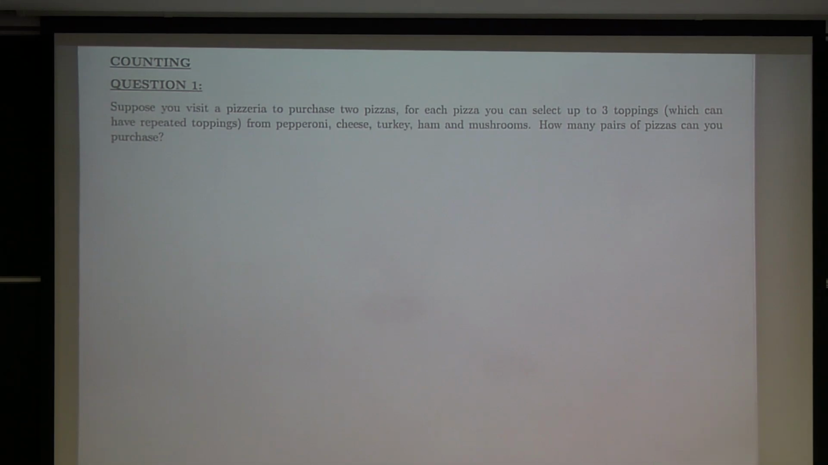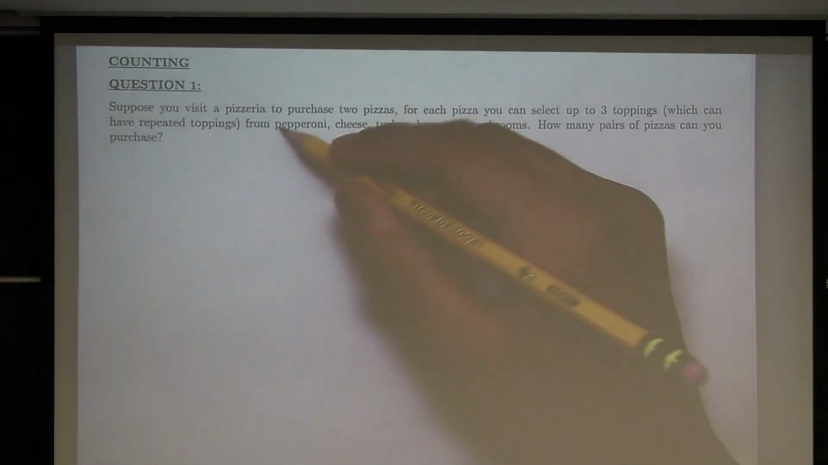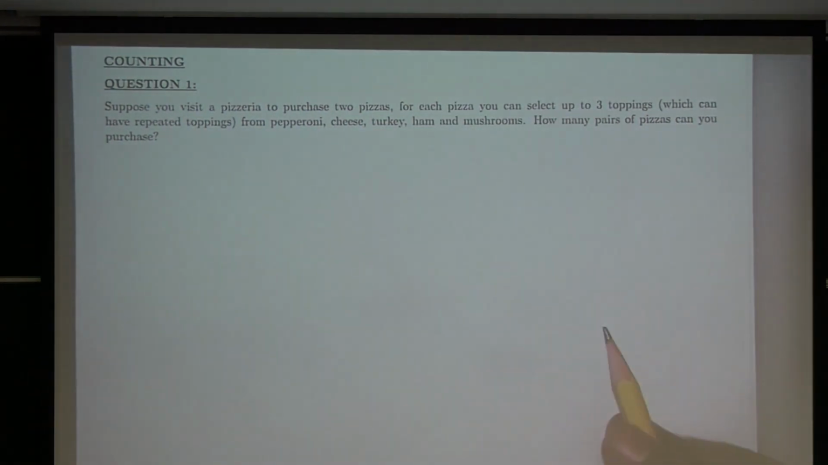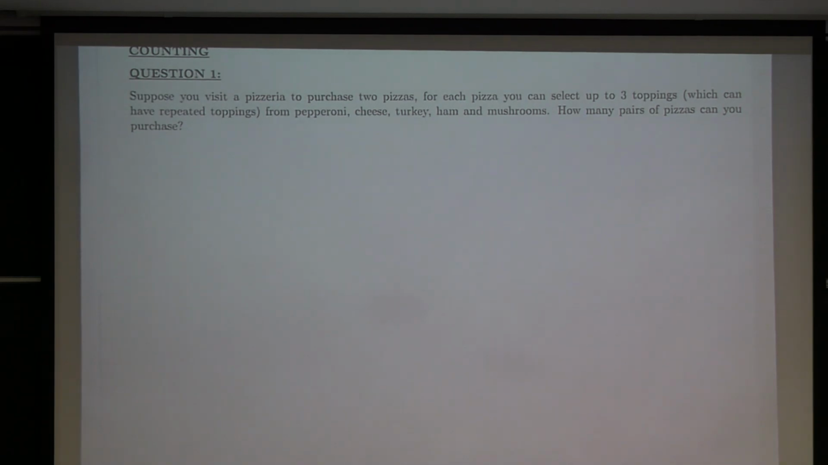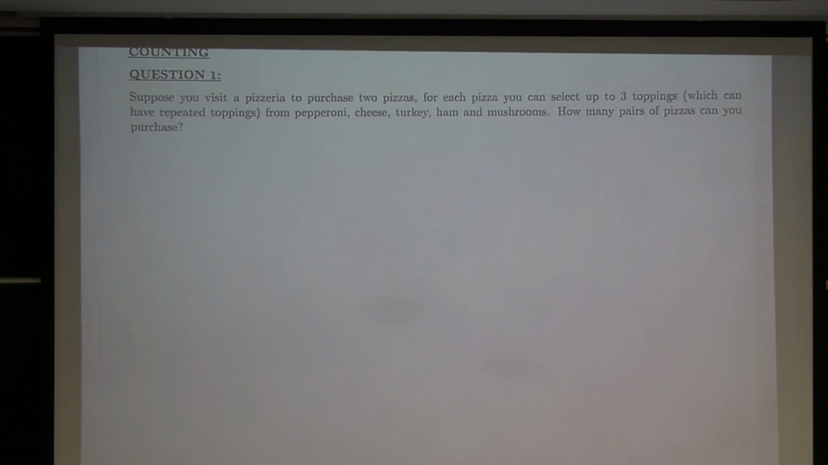So in the question, we were in a scenario where we're at a pizzeria, and we want to purchase 2 pizzas, and we can select up to 3 toppings from a given 5. And we are allowed to have repeated toppings. So we are given a lot of information in this problem. So the best approach to this is reducing the problem to smaller parts.